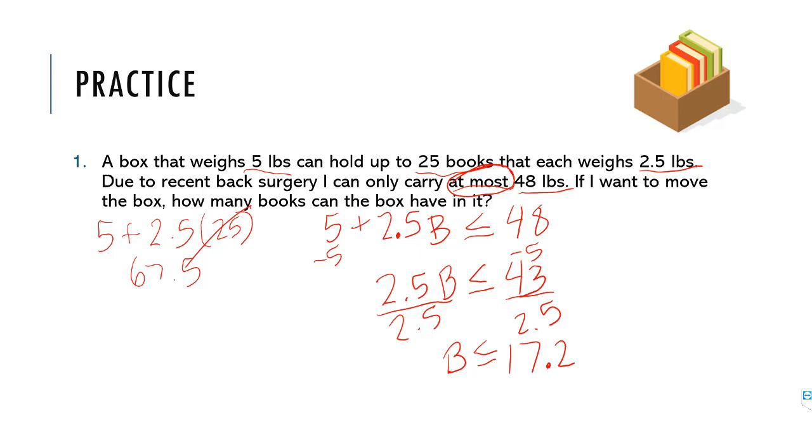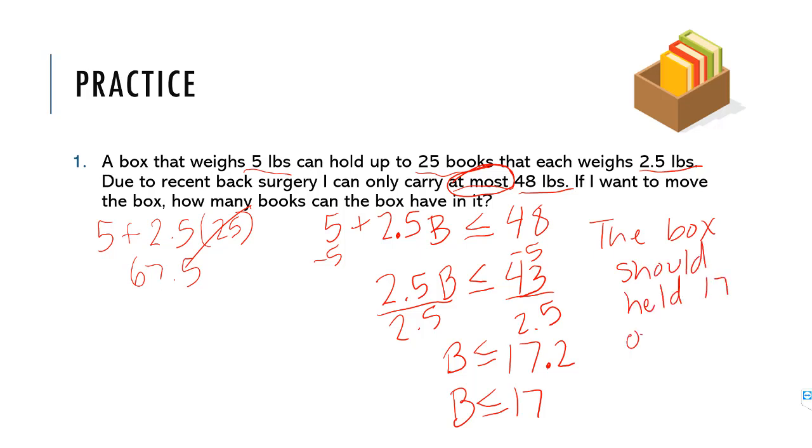I don't know about you, but I've never read a 0.2 book before. Maybe a children's book. But I'm going to say, if they all weigh 2.5, that the number of books is less than or equal to 17. I'm going to round that to the nearest whole book. We could also state our answer as a statement. We could say the box should hold 17 or less books. We cannot hold any more. It will hurt our back.